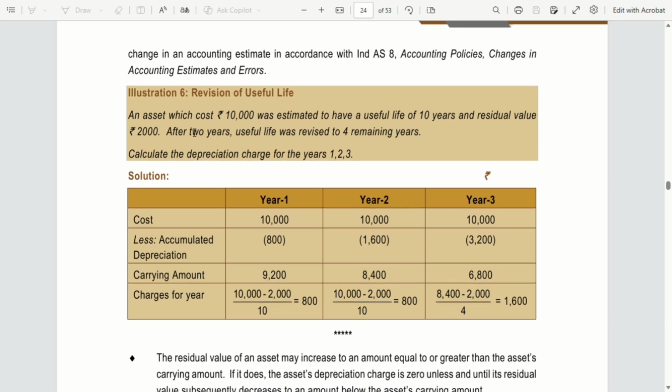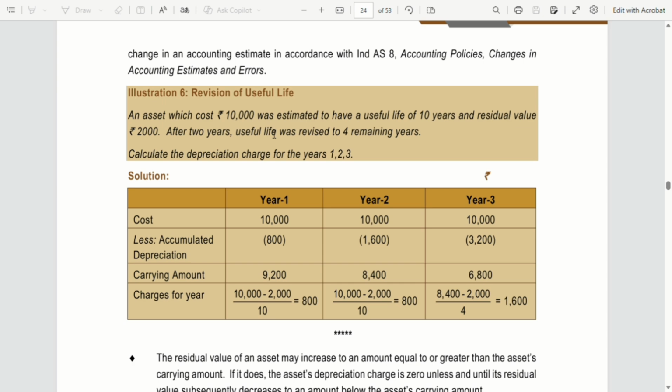This is the module question, illustration 6. An asset which cost rupees 10,000 was estimated to have a useful life of 10 years and residual value of 2,000. So, one very important concept: if there is any change in asset cost, or in asset useful life, or its residual value, then all those changes are known as accounting estimate.